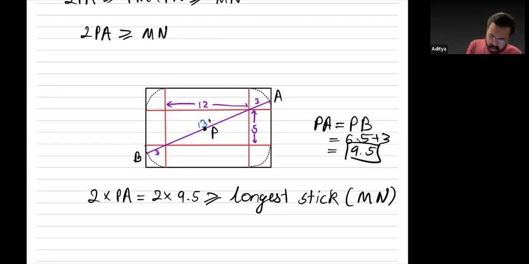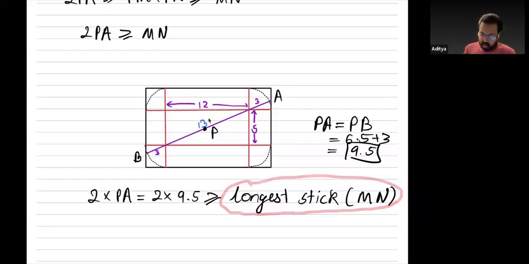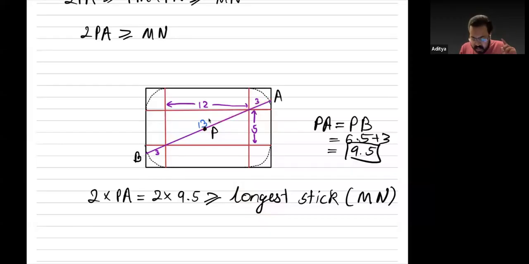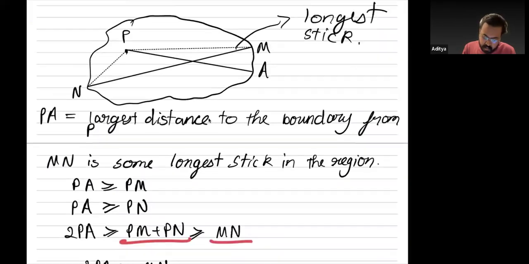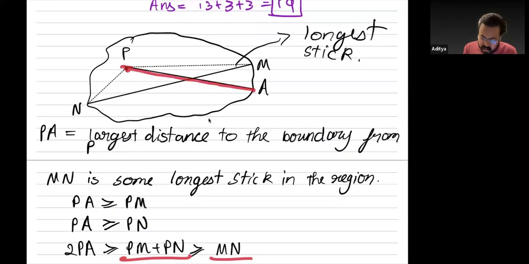So what I'm trying to do over here is that I have tried to bound the value of the longest stick. What I've done effectively is that I've taken any random point P. From that point P, I've set the longest distance from that point P to the circumference. Twice of that is larger than or equal to the longest stick. That we showed using triangle inequality. We take some random point P, the largest distance from that point P to the edge. That distance is greater than two of these distances, PM and PN. If I add these two, they are greater than MN, which is the longest stick.